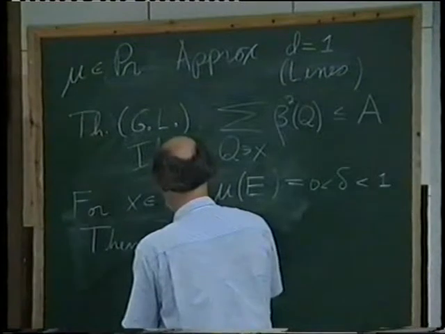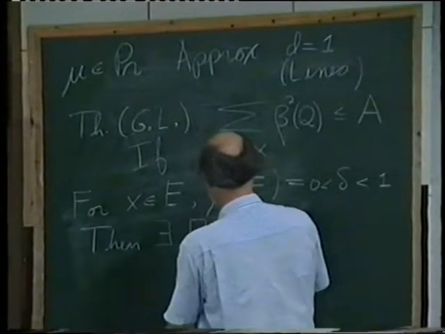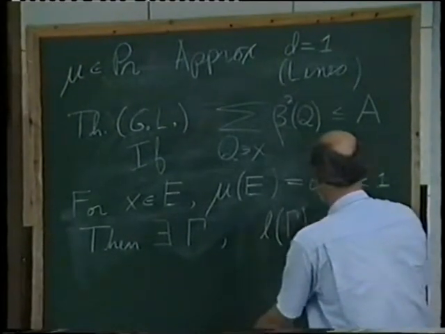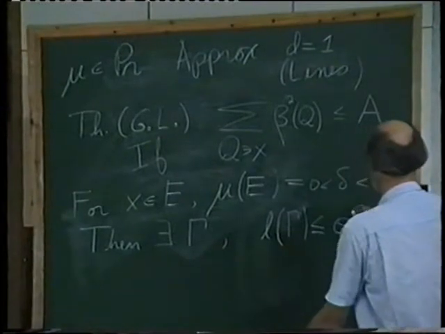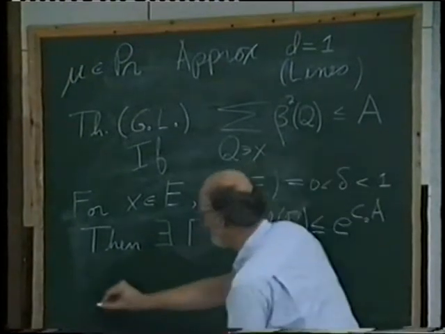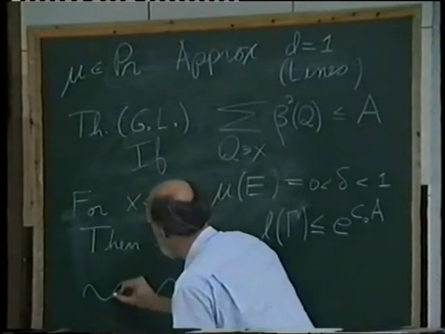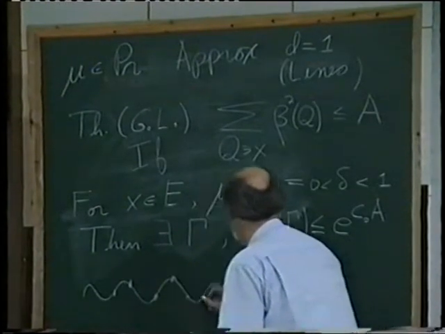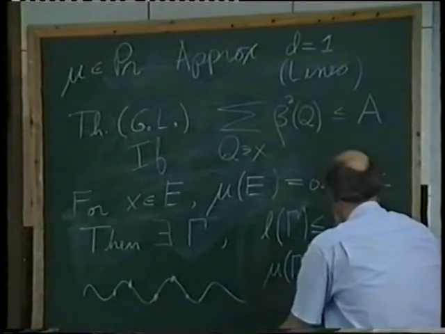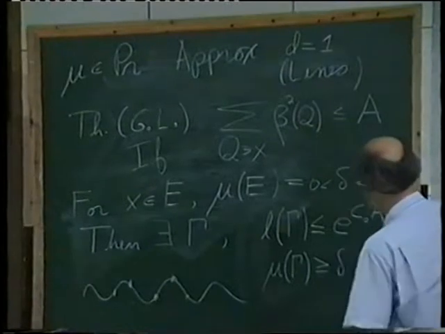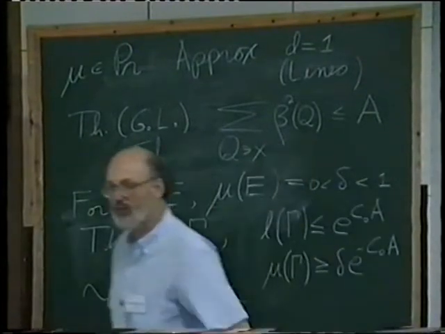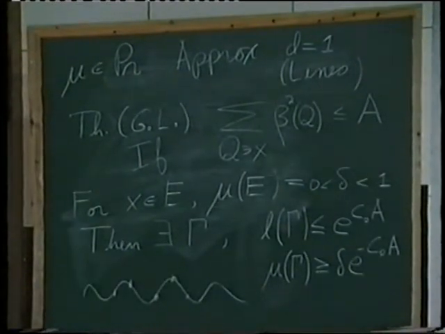So then there exists a curve gamma with two properties. So first, its length is bounded by e to the universal constant times a. And second, this curve picks up a lot of the measure. And how much measure does it pick up? It picks up at least this fraction delta times e to the minus constant a. Now, so that's the theorem, and what does it have to do with the picture?